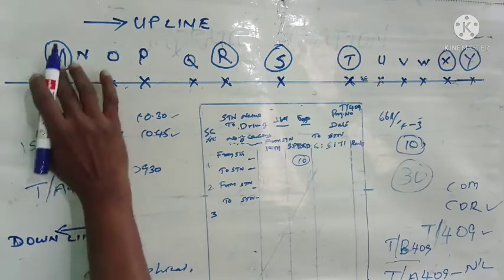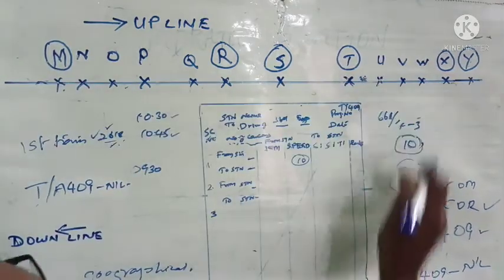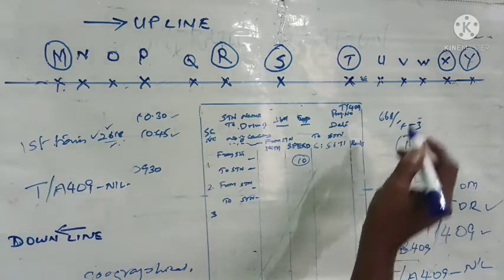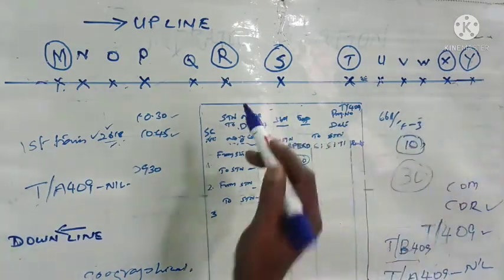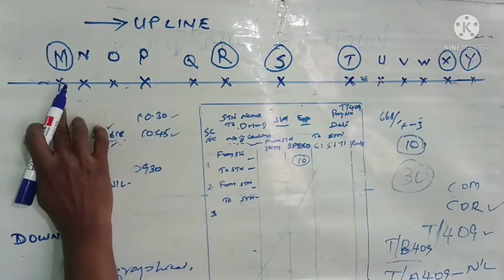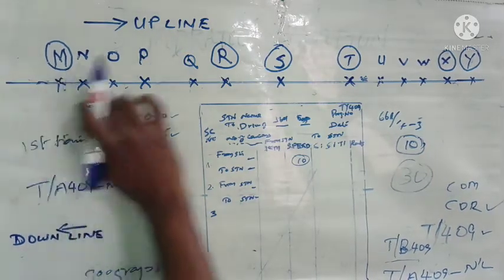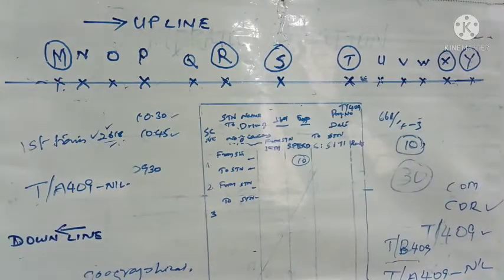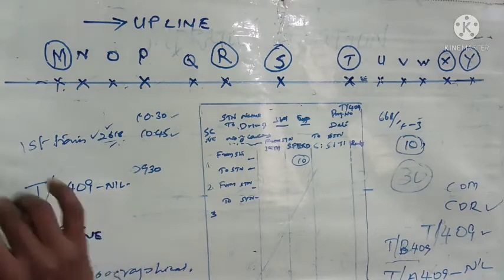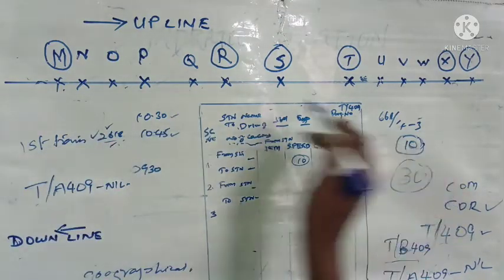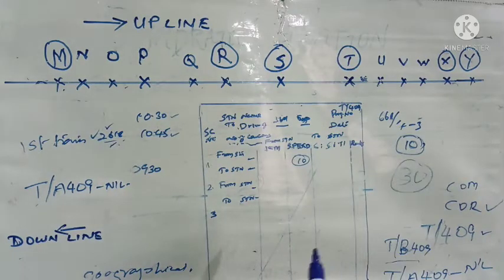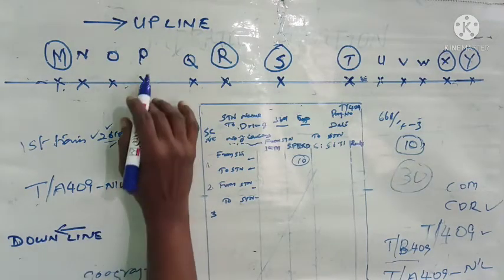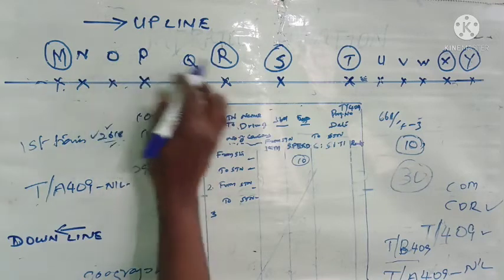A goods train is started from M station to X station. In that case, the destination station of this goods train is X. So it is enough for the station master M to prepare caution order from M station to X station. So the caution order is issued from notice station, either from notice station to notice station or from notice station to the destination station. There may be cases where the trains started from stations in between.